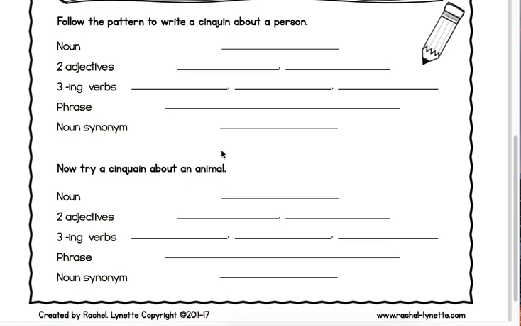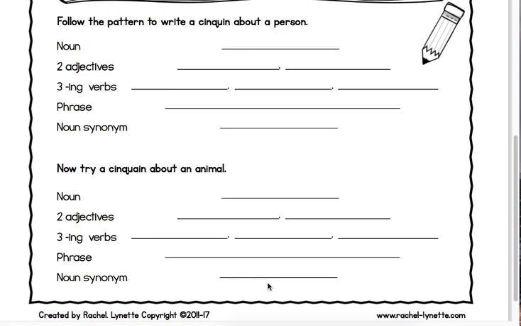Okay, now I'm going to do one for an animal, and this is for my dog. His name is Sergeant. And 2 adjectives that describe Sergeant is he's big, he's really big, and he's brown. So those are 2 words that describe him. 3 ing words. Barking, fetching, begging. He's always begging and barking, and he loves to fetch. A phrase. Sergeant is a good boy. And now my noun synonym, dog.